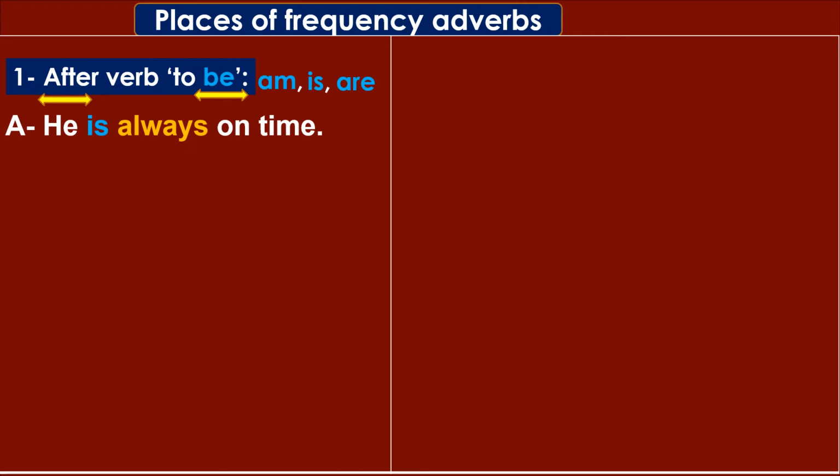He's always on time. If you look here, always, the frequency adverb, comes after is. Okay, let's have a look at another example. They're never late. Never, the frequency adverb, comes after are, the verb to be.